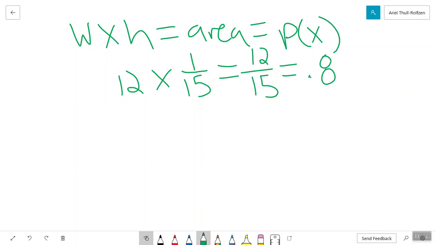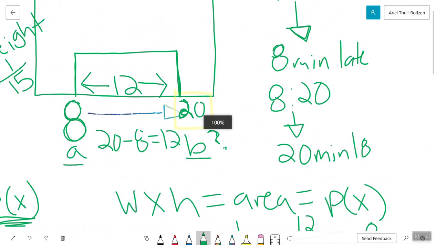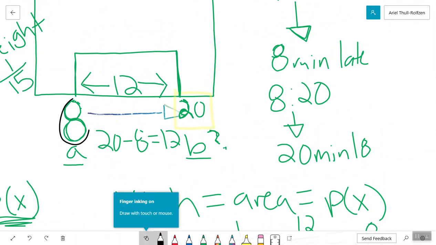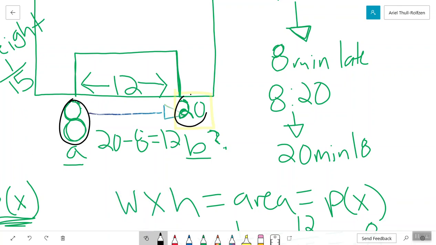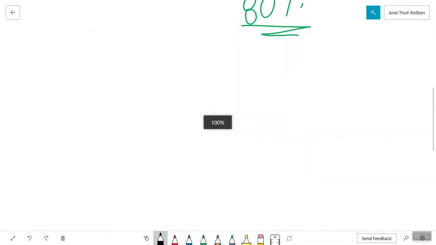So when you're looking at this, you can say, okay, I'm going to change this to a percentage, say 80%. There's an 80% chance that that train is going to be somewhere between 8 minutes late and 20 minutes late, which is a lot higher than our last one, but there's definitely more area to the width. And that's kind of a trend that we're going to see with these.